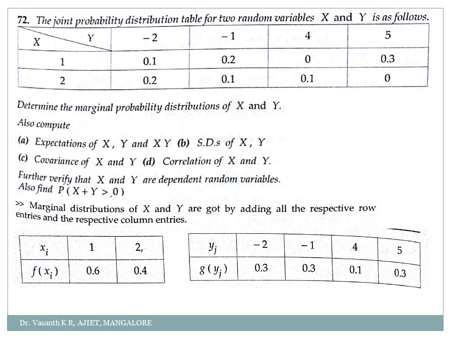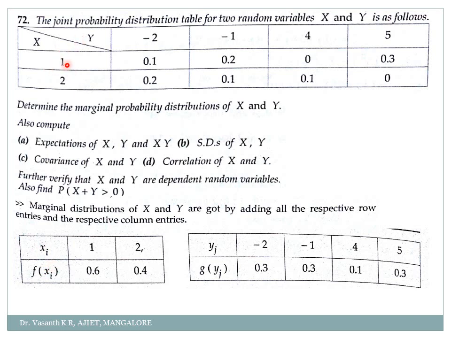So marginal probability means what? You have to separately write the distribution of x, and you have to separately write the distribution of y. So that is nothing but the marginal probability distribution of x and y. So distribution of x. X will take which values? First you write that. X will take the values 1 and 2. Write 1 and 2.